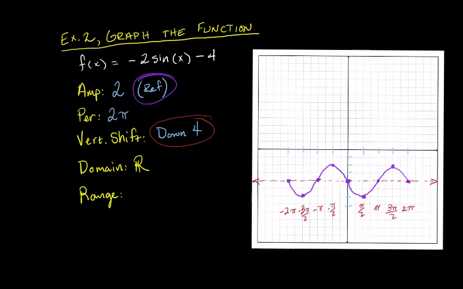And that way we can also see our range if we want to do that. The lowest it goes seems to be -6, so we'll go bracket -6, and the highest it goes is -2. So that will be our range.